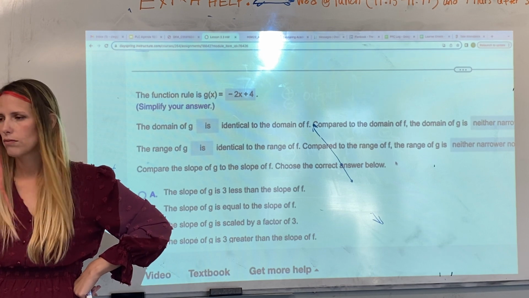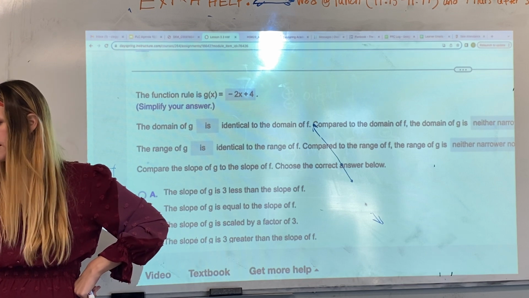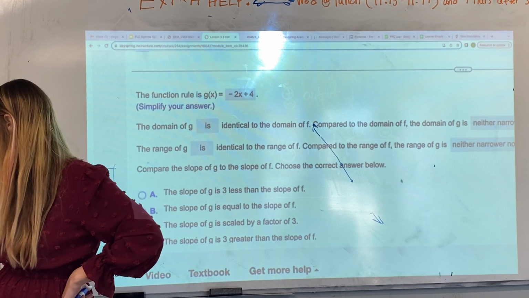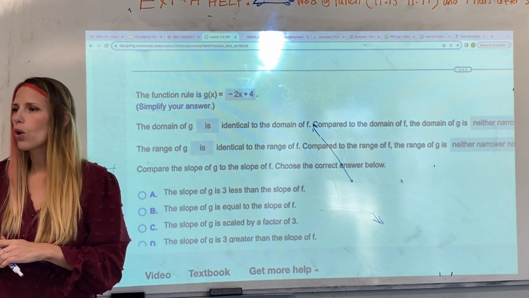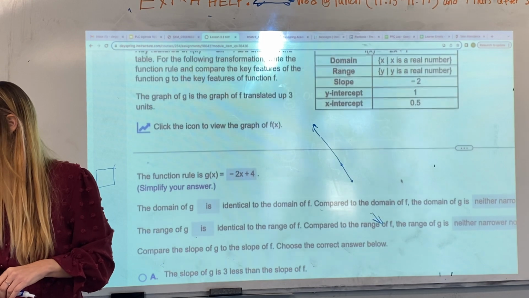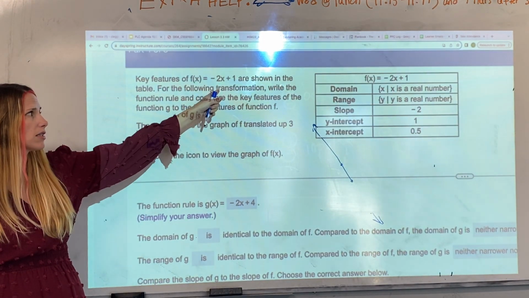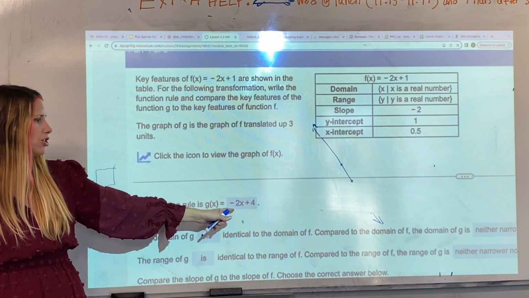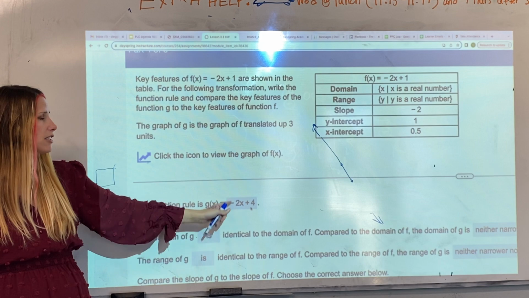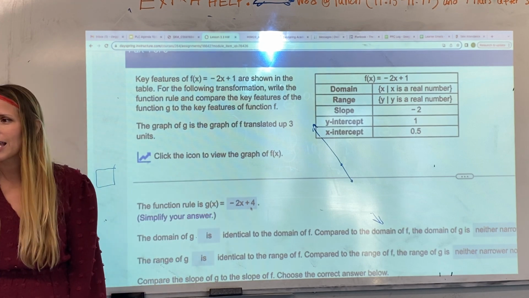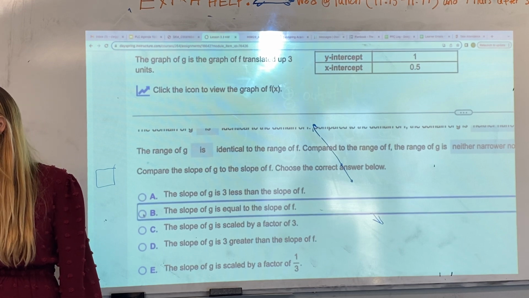The slope of F is equal to the slope of G. Yes, because they're parallel lines. Look, here is the original. This is the f of x. This is g of x. The slopes are the same. It says it right there. They're parallel lines, so the slope of G is equal to the slope of F.